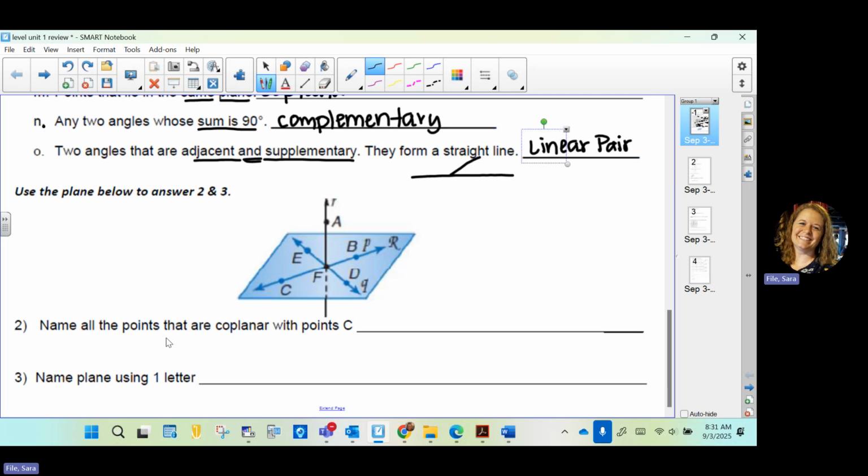Name all the points that are coplanar with point C. So C is here. It's on this blue parallelogram plane. What other points are on this plane? E. What else? E, F, D. What else? B. Q. Now Q is not a point, is it?